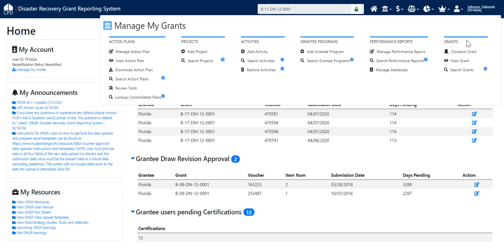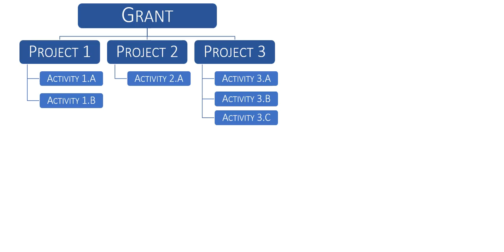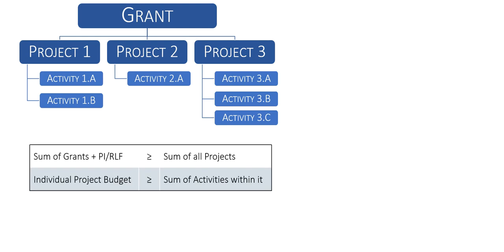When creating and editing projects and activities in DRGR, it's important to remember the system's hierarchy and some math rules. The DRGR structure is a hierarchy with the grant at the top, projects beneath, and activities within each project. Here are some math rules that will assist users when managing projects and activities in DRGR.